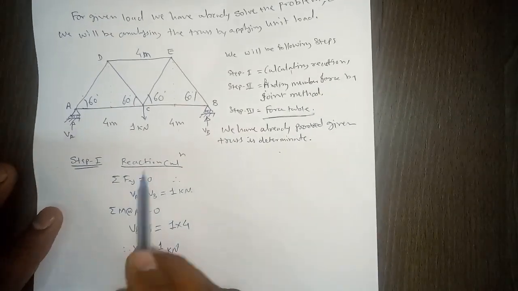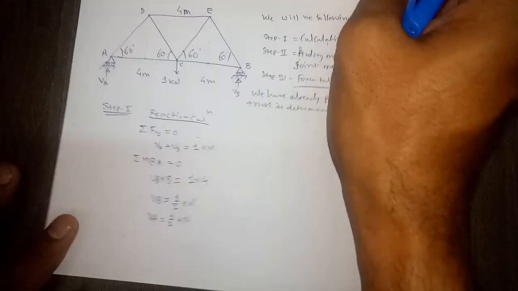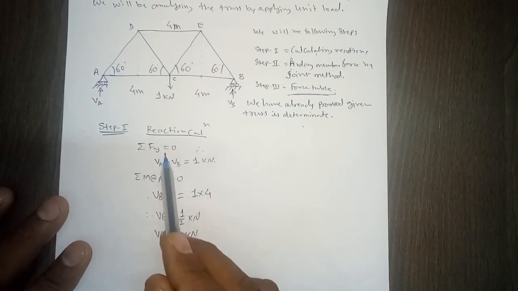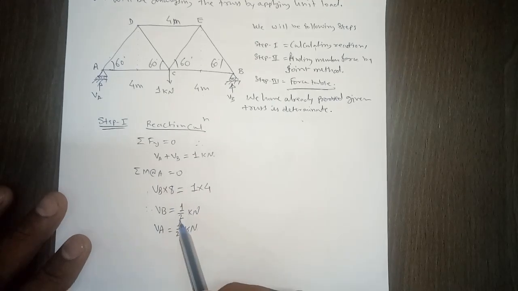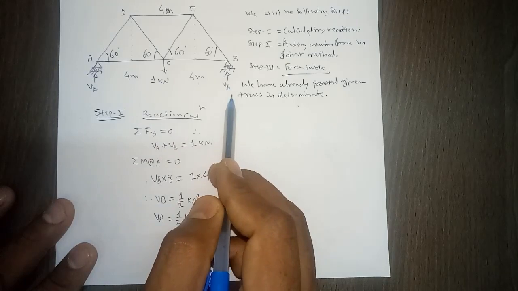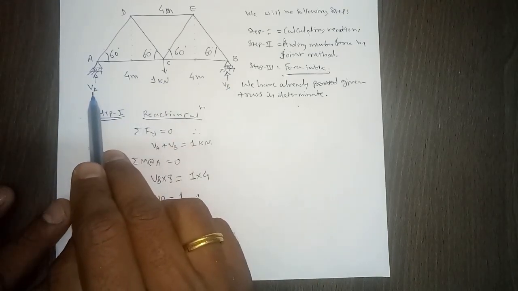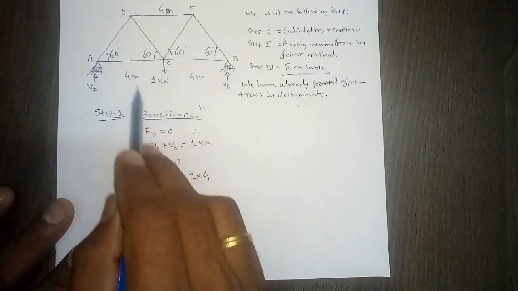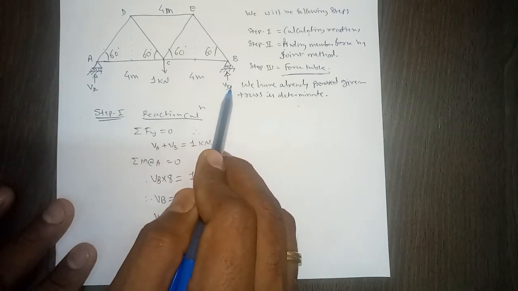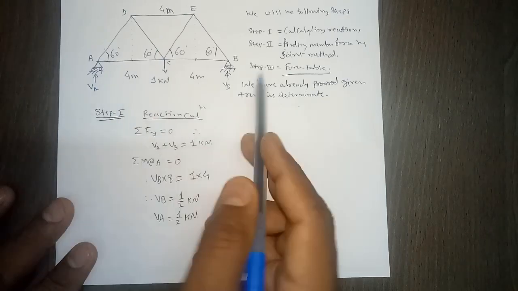So then we'll use these two equilibrium conditions to calculate the reaction in each member. From symmetry itself you can say that half the load will get here and half the load will get transferred to these two ends, right? So it is 1 kilonewton, so it should be 0.5 kilonewton here, 0.5 kilonewton here, but opposite in direction.